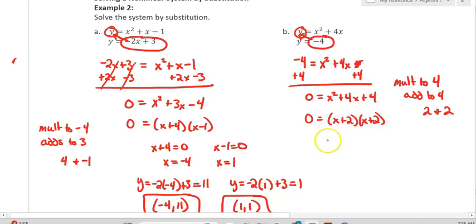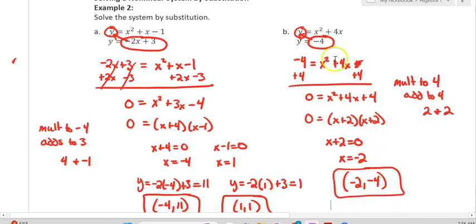Now, since those are repeated factors, that tells me it's going to have a repeated solution. So I only have to do 1. So I set x plus 2 equal to 0, and I get negative 2. Now, I don't even have to plug it back in to find the y value, because at the very beginning, it said y is negative 4. So my solution is negative 2, negative 4.